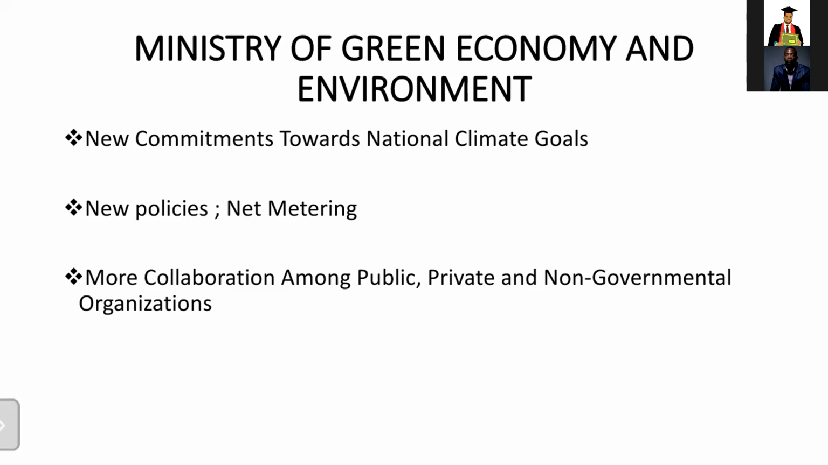And if I am effective in the way I consume, in the way I use my appliances at home, it means that I will have some money saved on the power side. The Ministry of Green Economy and Environment will also lead to more collaboration among public, private, and non-government organizations. When these three operate in silos, there is no collaboration, no coordination. It's very difficult because the public will be saying we want to go this direction, and the private sector will be going the other direction.